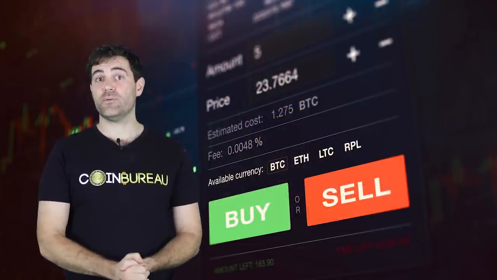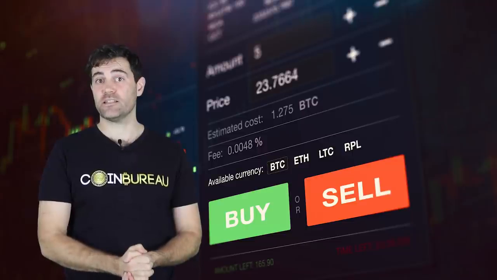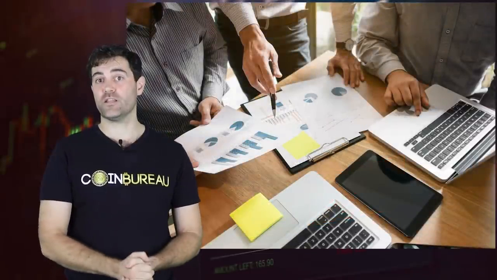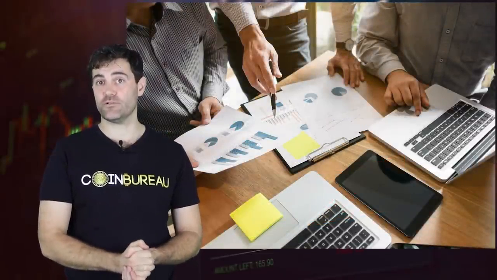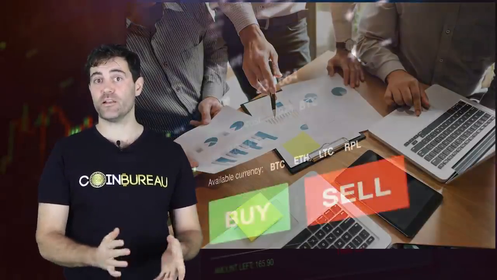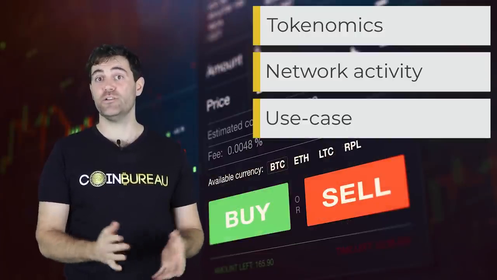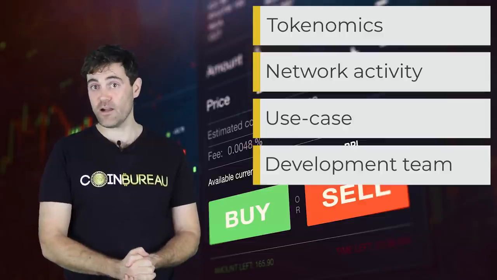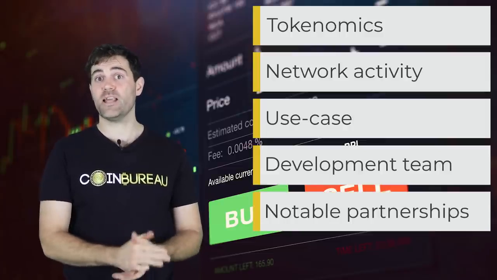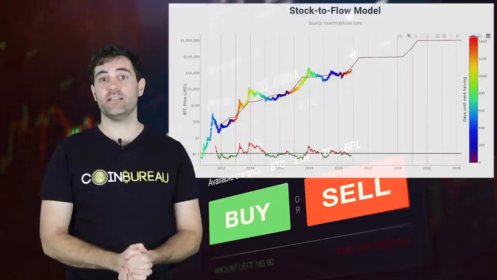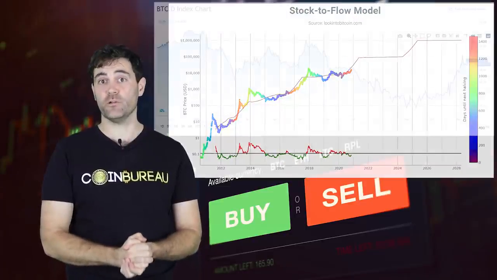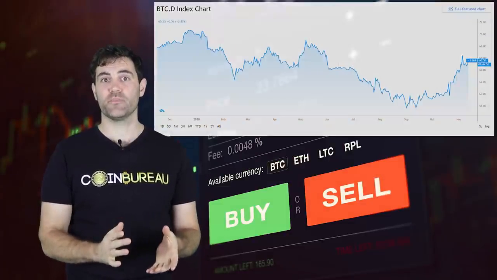It is important to keep in mind that although technical analysis has proven itself to be a powerful trading tool, there are other factors you should keep in mind when it comes to crafting a trading strategy. For cryptocurrency, this includes things like tokenomics, network activity, use case, the team behind the cryptocurrency, any notable partnerships it has, and even macro indicators like Bitcoin's stock-to-flow model and Bitcoin dominance.